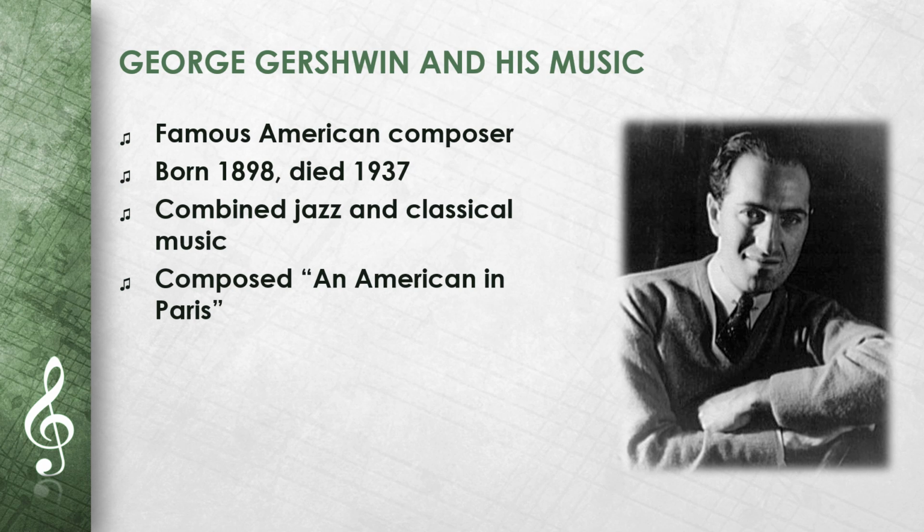George Gershwin was a famous American composer who wrote many well-known pieces of music. He was born in New York in 1898 and died in 1937. Gershwin was particularly known for combining jazz and classical music. His music is cheerful, lively, and often inspired by American culture. One of his most famous works is An American in Paris.